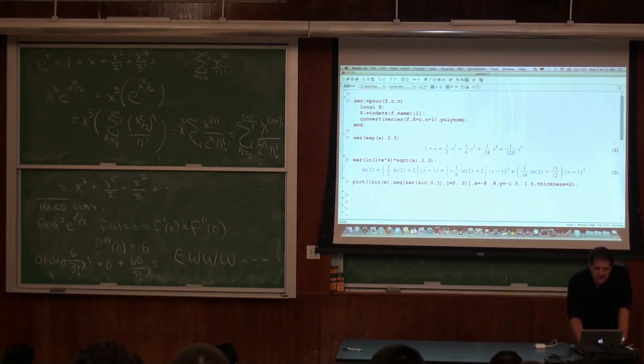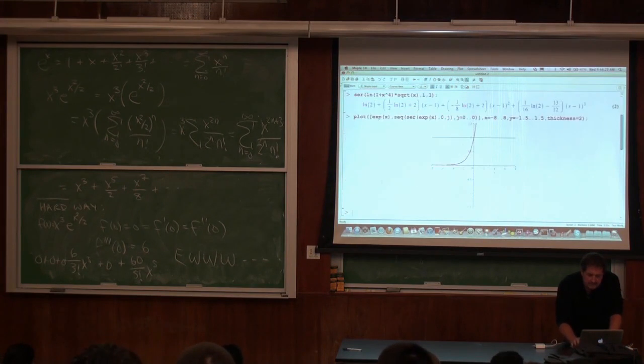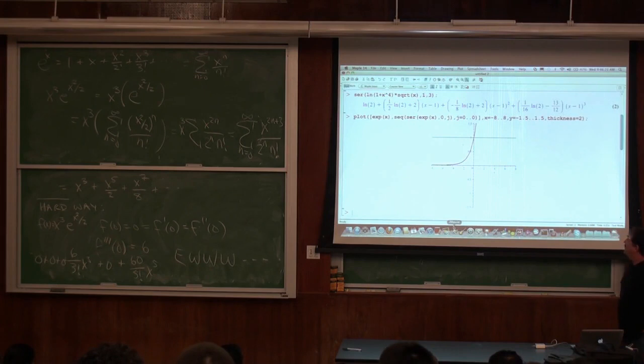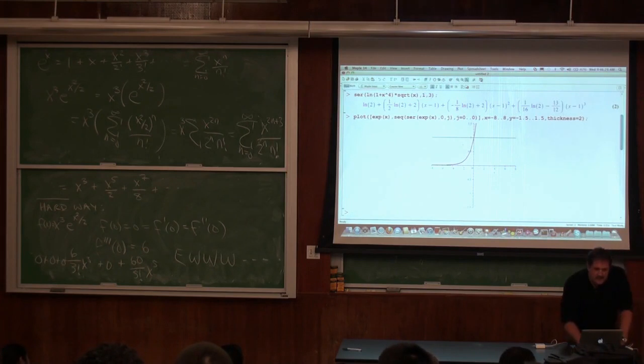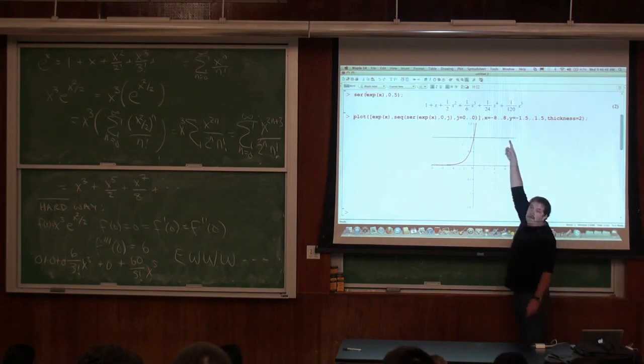If I want to compare, well, let's see. So here's the series for e to the x. That's the first term of the series. Sorry, a bunch of junk here. Let's just look at the first one. So this is just e to the zero.